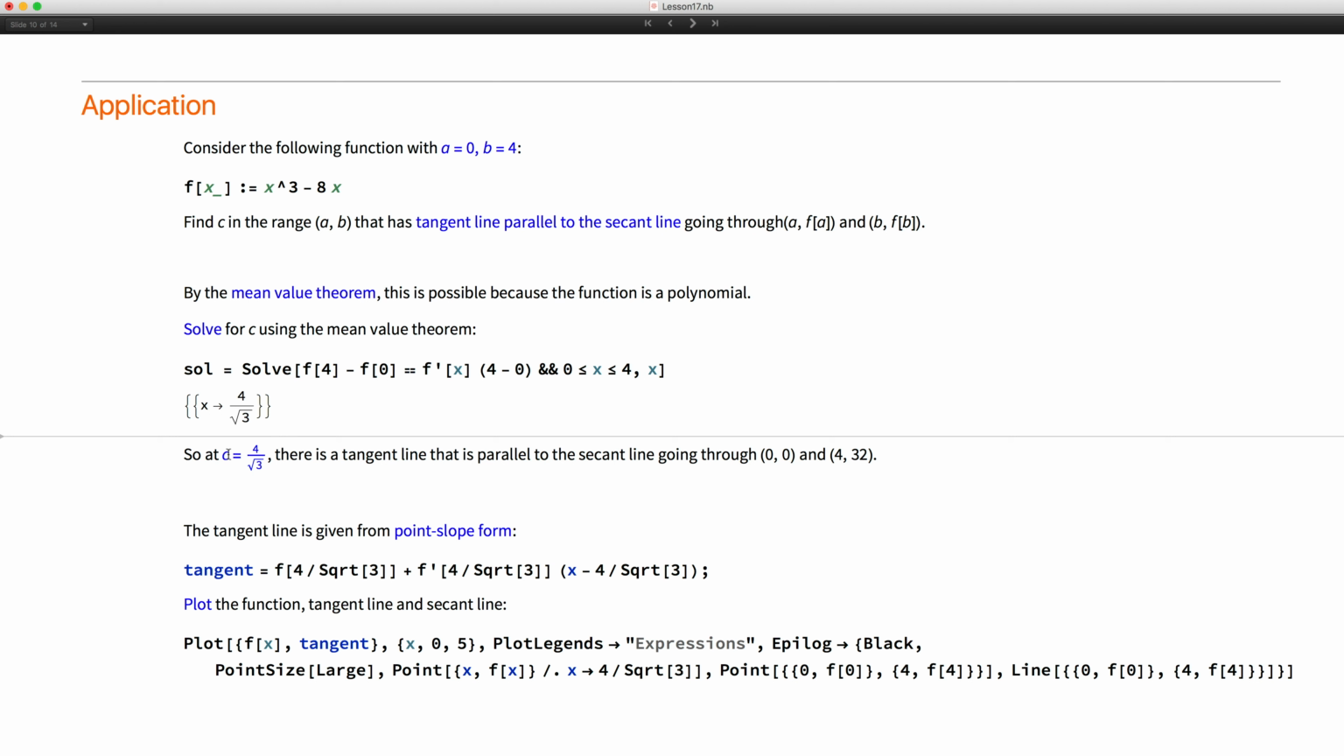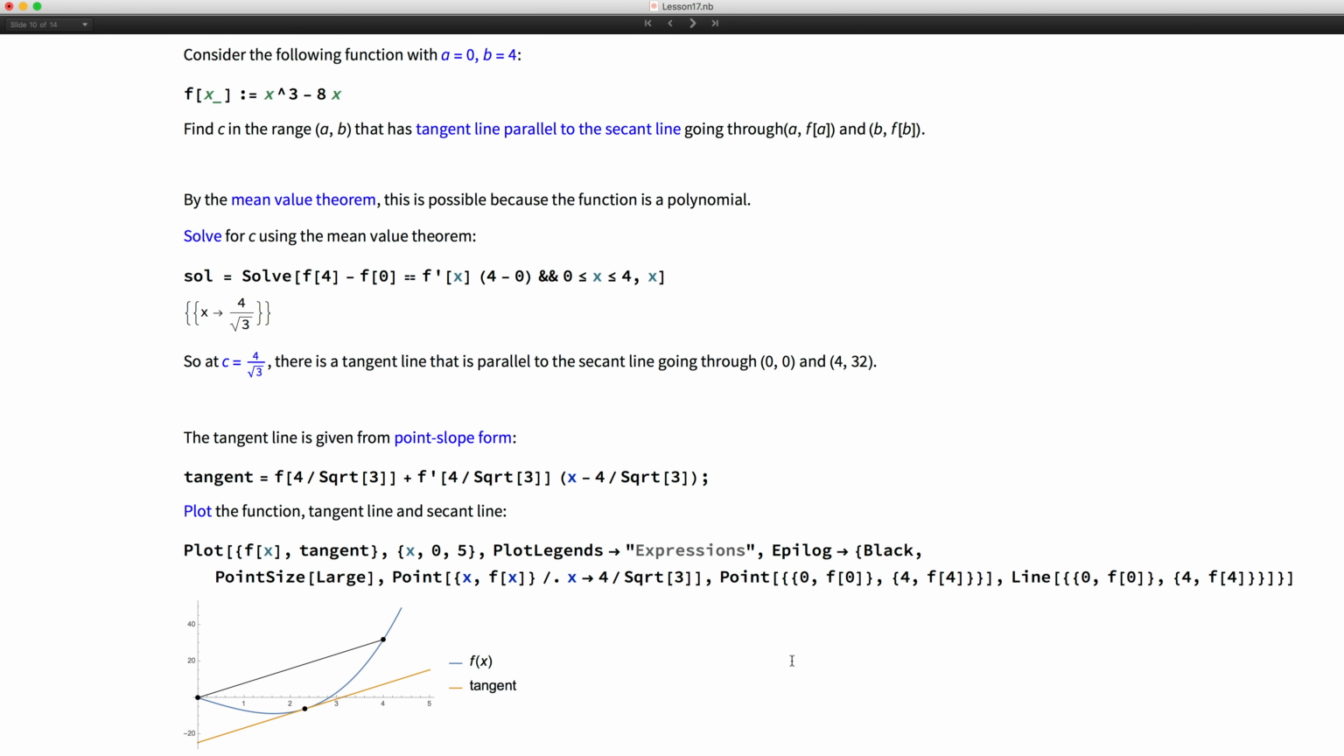So at that value of x, we actually have a tangent line that is parallel to the secant line through the two endpoints. Now let's check that with a plot of the curve and tangent line. You can see that the secant line over here has the same slope as the tangent line over there.